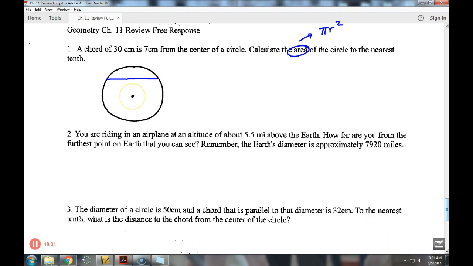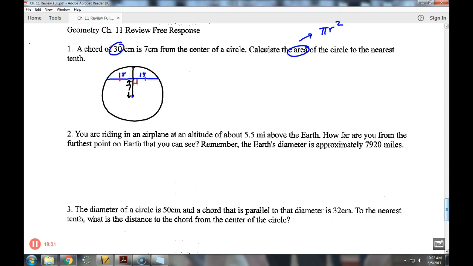Alright, so if here's the center, and I'm going to draw a radius, boom, it's 7 from the blue line to the center point. That's 7. And we had a theorem back in, what was it, 11.3. Since this is a distance, it's got to be 90 degrees. Whenever a radius is perpendicular to a chord, it bisects it. So that 30 really got broken down into 15 by 15.